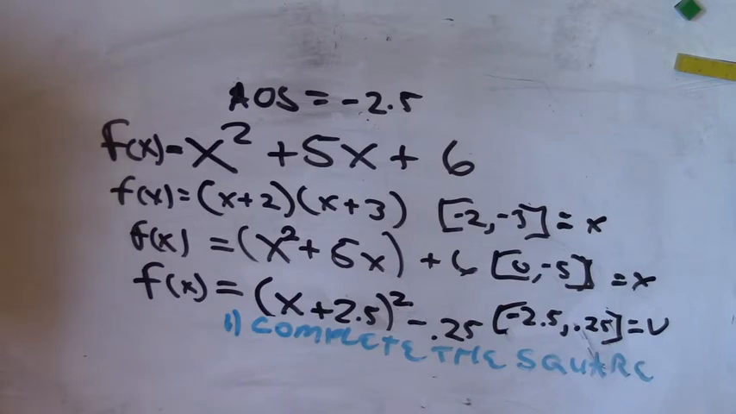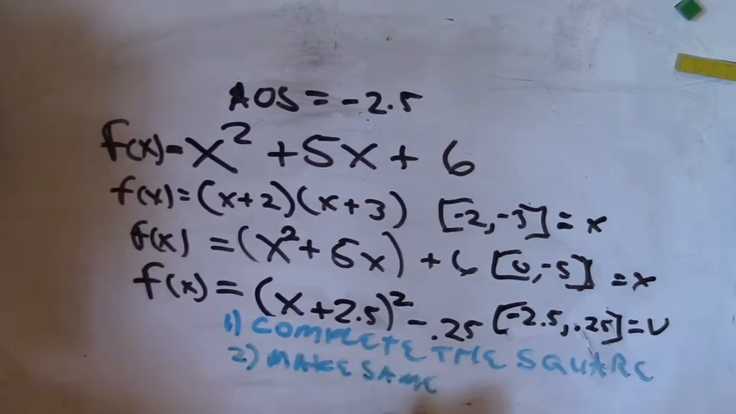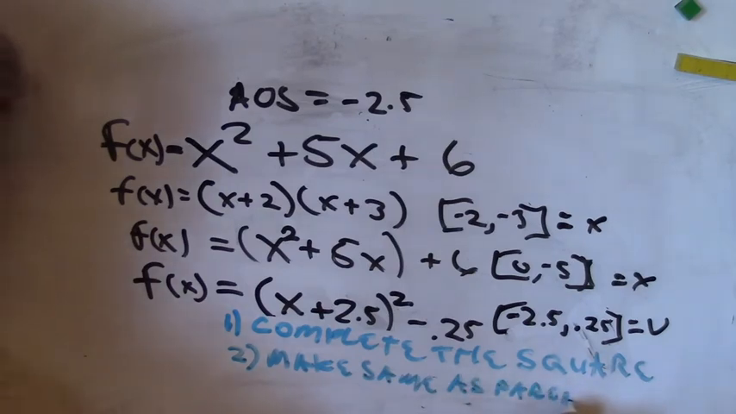In vertex form. When I'm turning into vertex form, my first step is complete the square, and then you make it the same as the original. Make it the same as the parent function. Guess what? Your notes and my notes and some other person's notes may not be the same, but as long as you understand what you've got to do, make same as parent function.